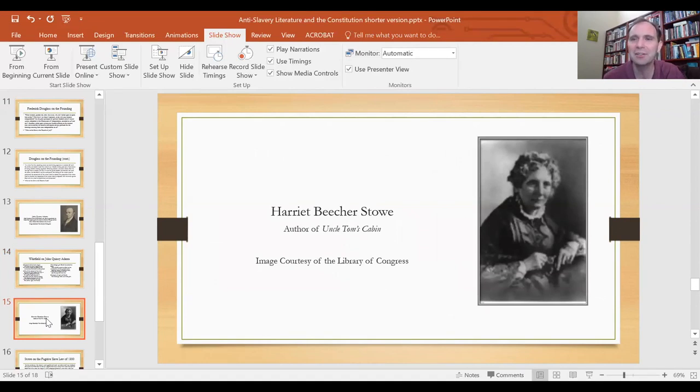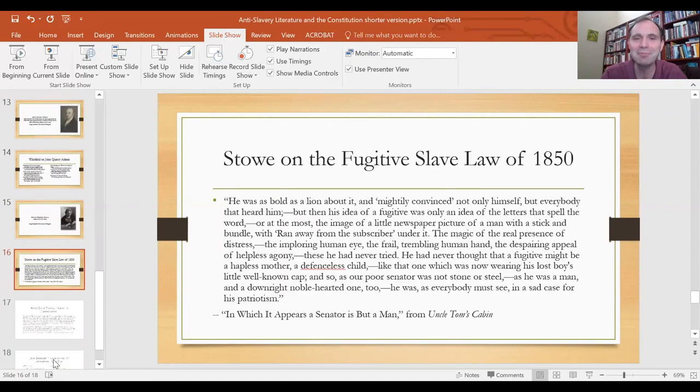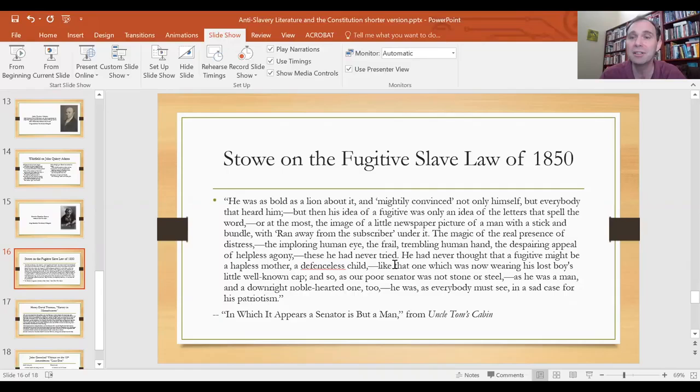This pattern continues with perhaps the most famous and certainly the best-selling novel of the 19th century in the United States, Harriet Beecher Stowe's Uncle Tom's Cabin. You can see Harriet Beecher Stowe in the picture here, once again from the Library of Congress. So she writes, and this is about the Fugitive Slave Law of 1850, which grows out of that fugitive slave clause that we've already discussed.